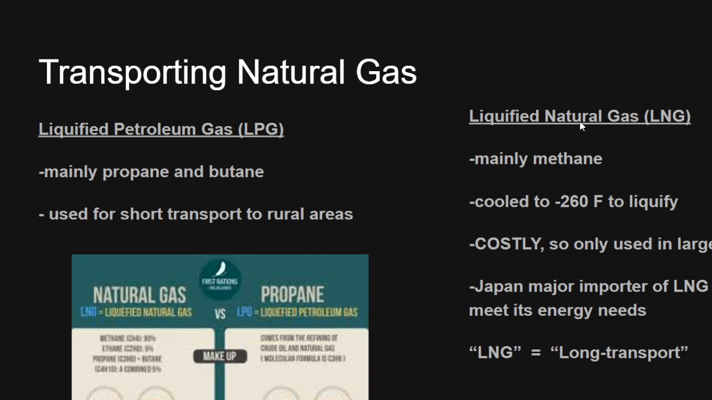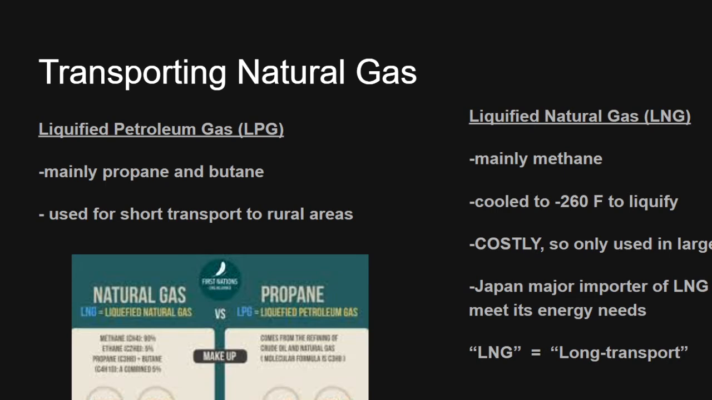With liquefied natural gas, or LNG, I always remember that LNG looks like the word long, and so it's used for long transport. We're talking from one country to another country here. It's mainly composed of methane, and it is cooled to negative 260 degrees Fahrenheit. So that takes a lot of energy to cool something down, and then it's pressurized so they can fit a lot of it into these tankers.